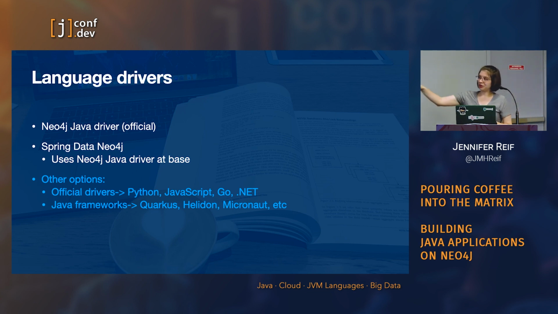So we have several official drivers that I've listed down there in blue, and then we also have many more community drivers, either provided by partners or customers or even just community hobbyists that have written their own drivers to go along with that. And then we're using Spring Data Neo4j, which does use the Neo4j Java driver at the base. However, if you're not a Spring person, we do have support for other Java frameworks, things like Quarkus, Helidon, Micronaut, and many more.